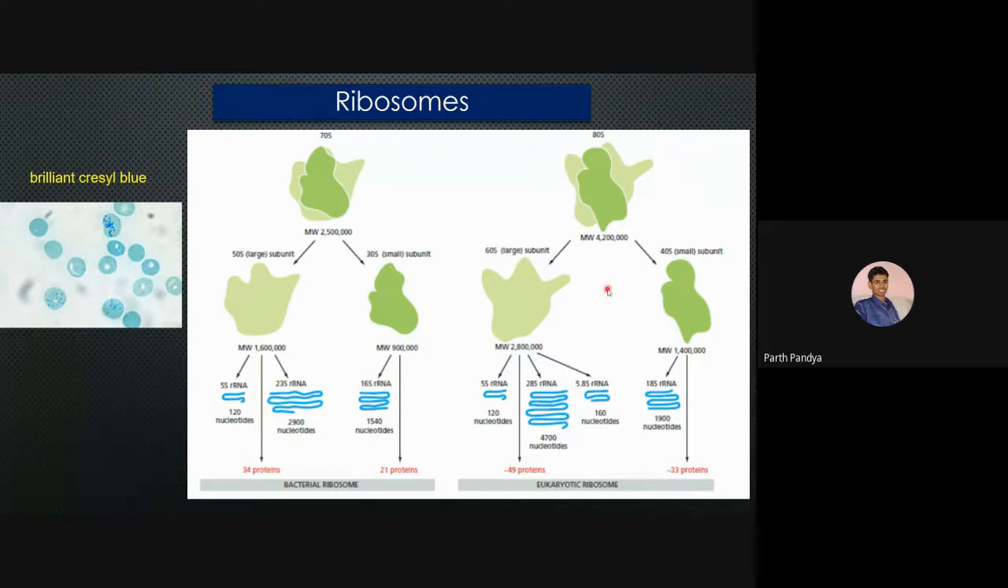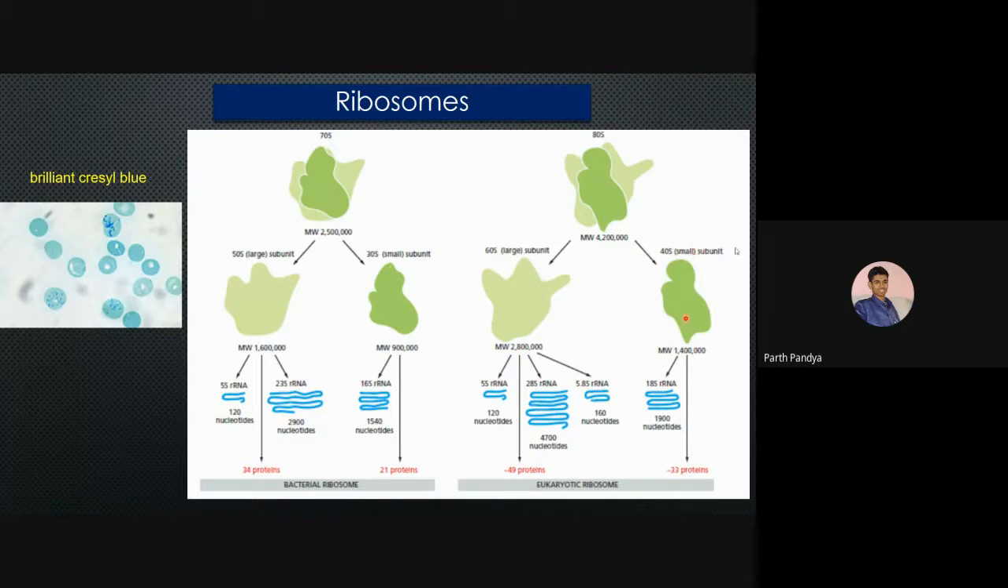Likewise, for the eukaryotic ribosome, we have the 80S as the whole ribosome, which can be dissociated into a 60S subunit and a 40S subunit. In the 60S subunit we have 3 rRNAs, that is 5S rRNA, 28S and 5.8S rRNA, having different nucleotide compositions. For example, 5.8S is 160, 28S is 4700, and 5S is 120 nucleotides. And we have around 49 proteins.